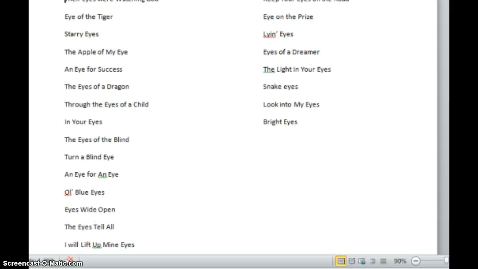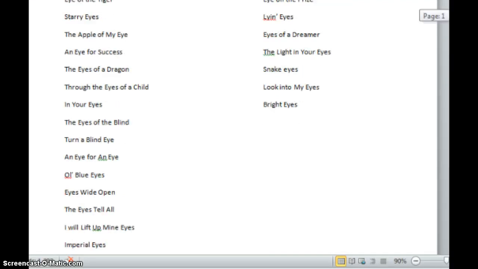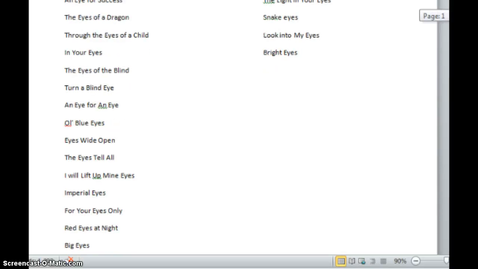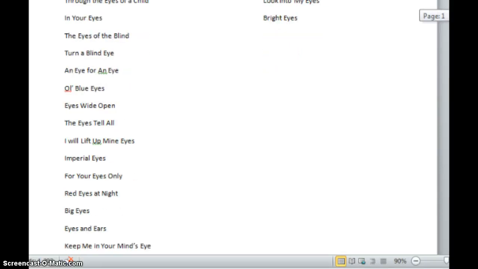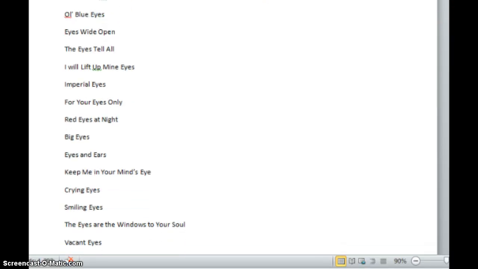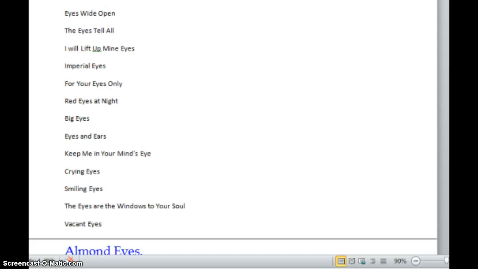Again, these were just a few of the examples that I came up with, and truly some of these were song titles. Some of them were just phrases I had heard. It really did not take long to come up with a nice list of 30 different phrases incorporating the word eyes.